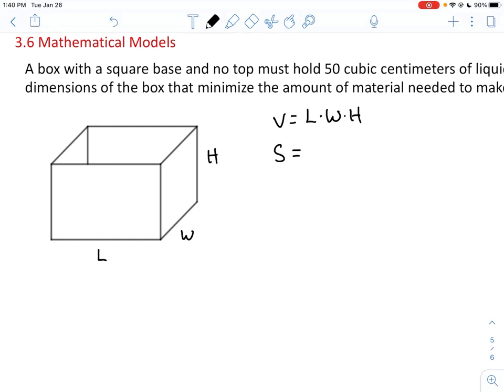And before I take this much further, let's go ahead and now go with the fact that we have a square base.